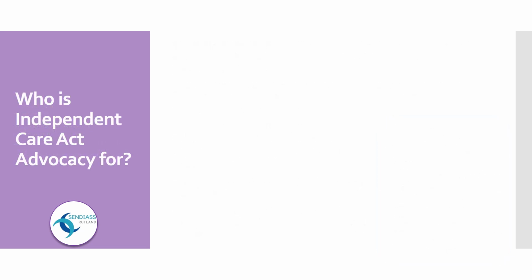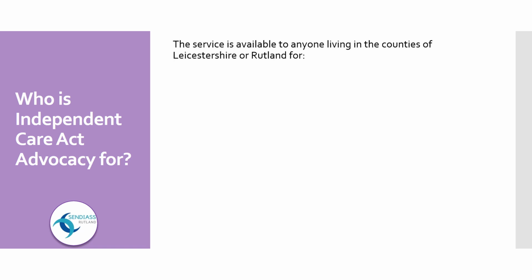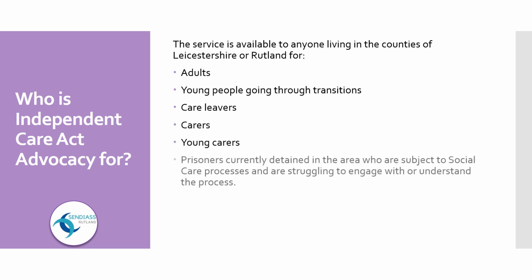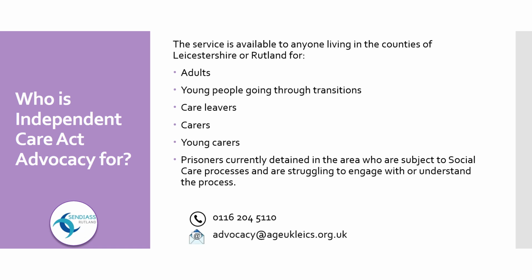Who is Independent Care Act advocacy for? The service is available for anyone living in the counties of Leicestershire or Rutland: adults, young people going through transitions, care leavers, carers, young carers, and prisoners currently detained in the area who are subject to social care processes and are struggling to engage with or understand the process. You can call them on 0116 204 5110 or email them at advocacy@agukleics.org.uk.